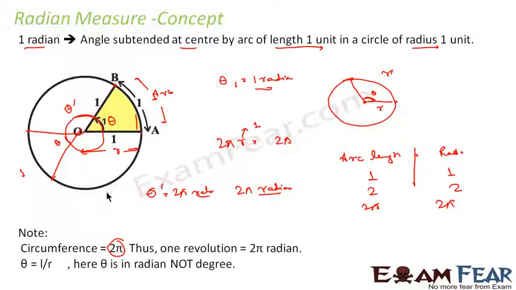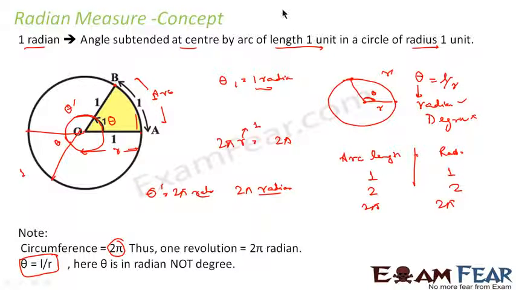Also, please note, there is a formula, theta is equal to L by R. This is a very crucial formula, and we use this. Here theta is not in degree, theta is in radian. If you say theta in degree, this is not correct. I'll show you an example to prove this. Theta is equal to L by R, where L is the arc length and R is the radius.